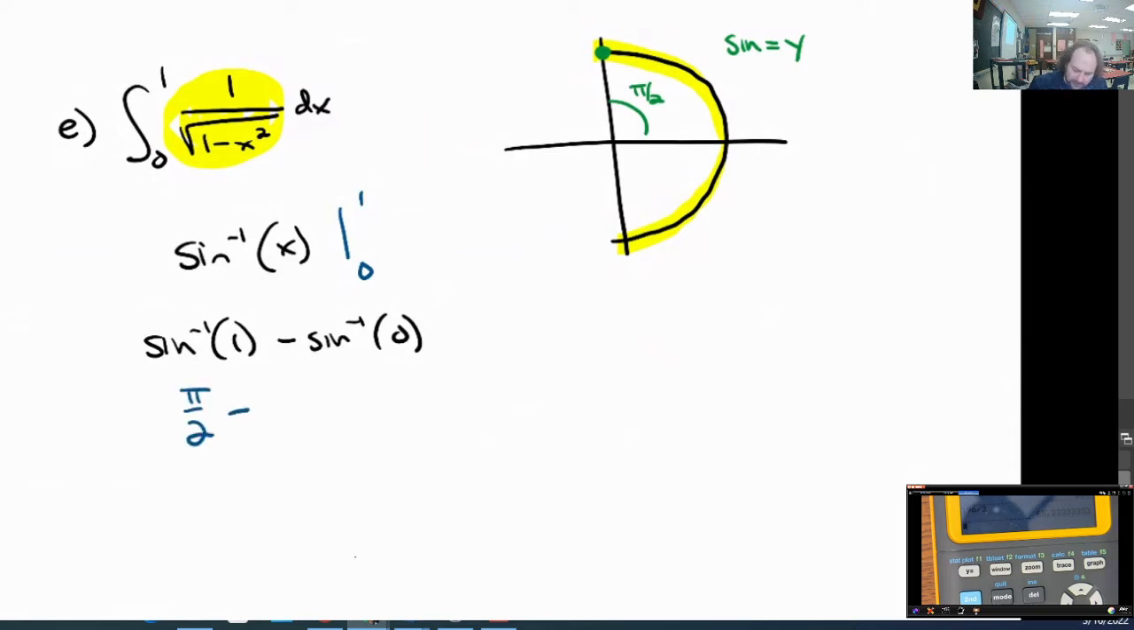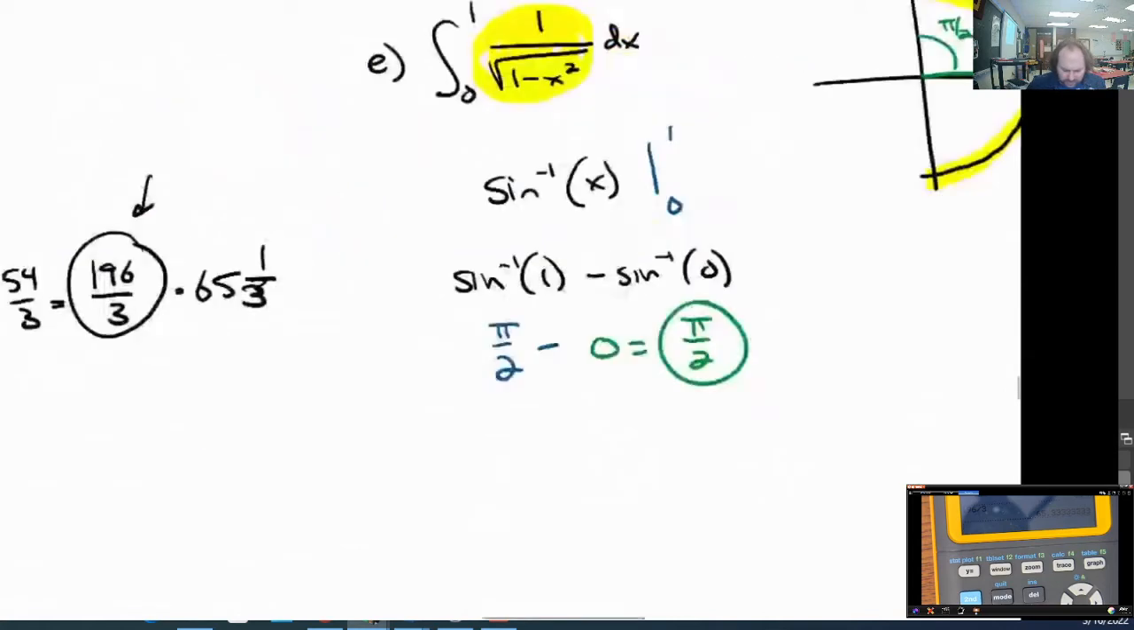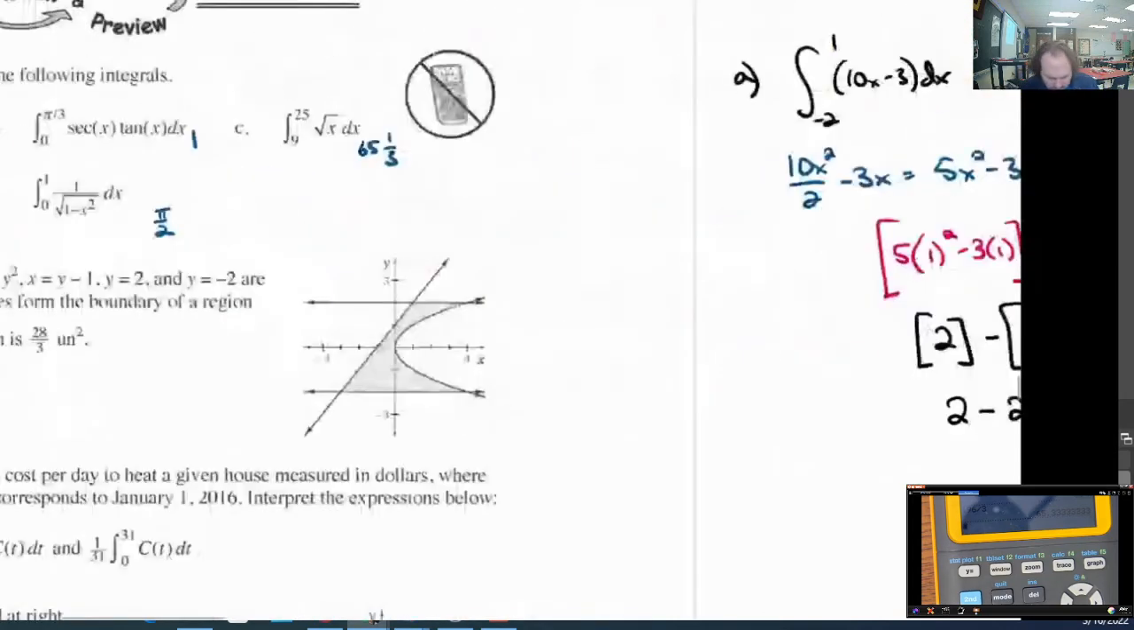And the sine inverse of 0 would be this angle right there, which is just 0. And that's why the answer is pi over 2. I really got to think about the antiderivative of natural log of x. I'll have to think about that a little bit more. Okay, let's move to the next question. We've been here for a while.